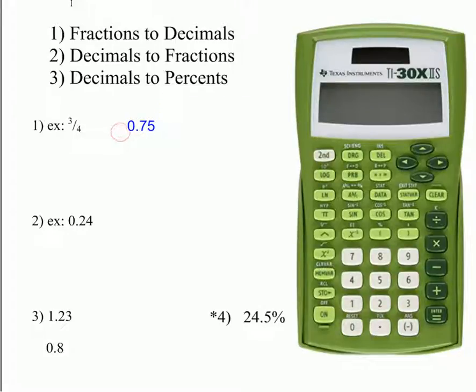So do that with me one more time. 3 ABC 4, second PRB, and then hit enter. And that should get you 75 hundredths as an answer.